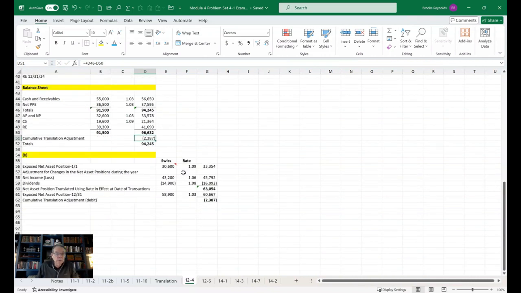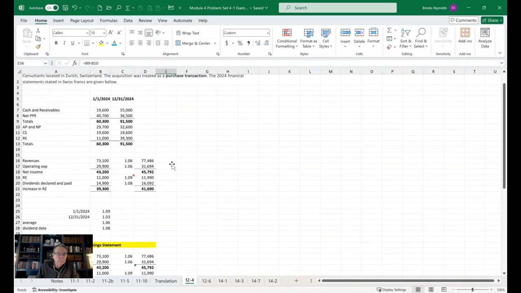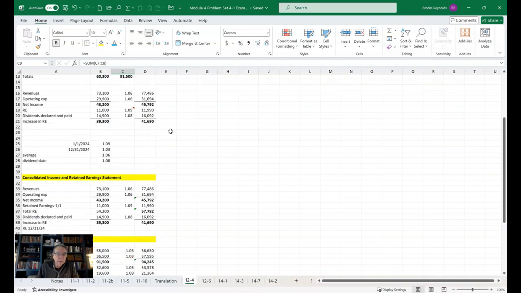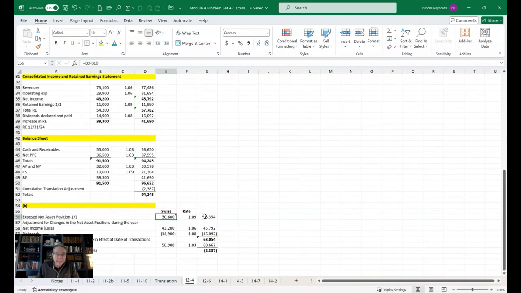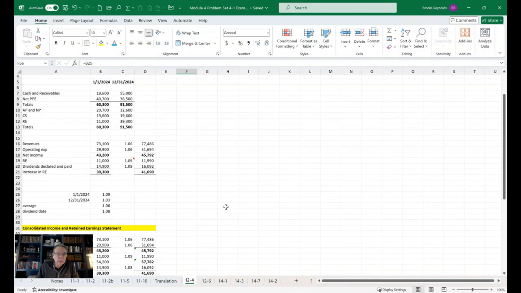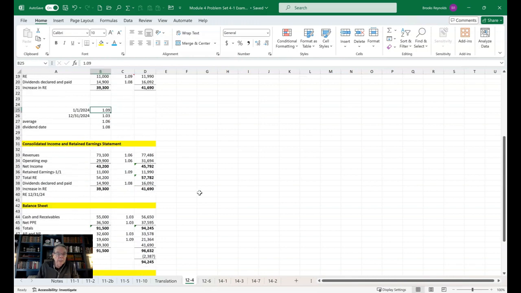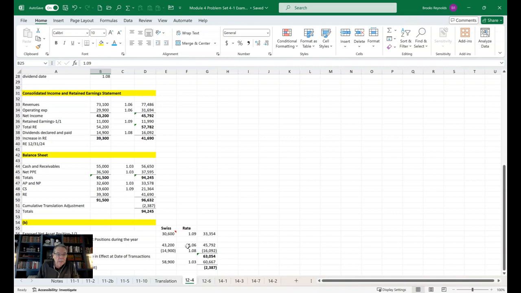And then B, of course, we're going to look at the assets, liabilities, equity. We're going to get B9 minus B10. So B9, which is the total assets, minus the total liabilities, and that's going to get the exposed net asset position. And again, because we're in the beginning of the year, that's the factor we use there.